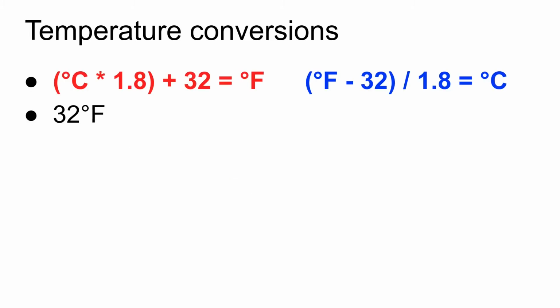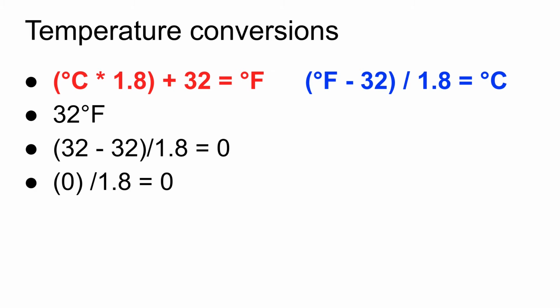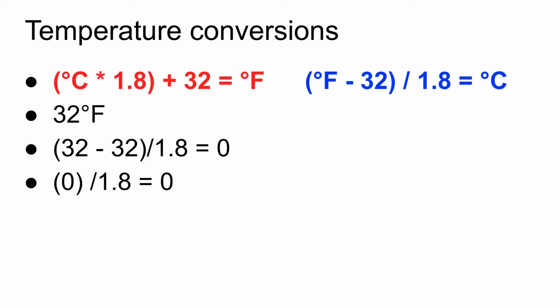Let's do another one. 32 degrees Fahrenheit. We already know what the answer is in Celsius, but it's a good way to make sure that you're using the formulas correctly. So in this case, it's going to be Fahrenheit minus 32, divide by 1.8. That is 32 minus 32, 0. 32 degrees Fahrenheit equals 0 degrees Celsius.